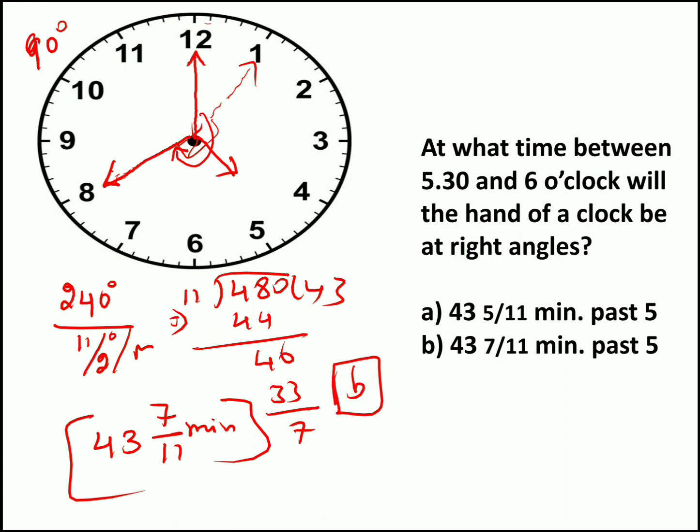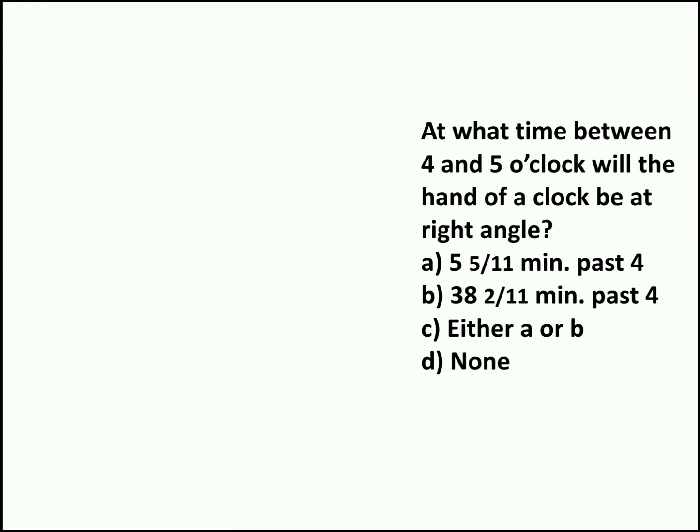Now moving to question number 4. At what time between 4 and 5 o'clock will the hands of a clock be at right angle? So this question is similar to our previous model. Just take a break and try to solve it. If you don't know, then play the video. If the answer is either A or B, then obviously you are right. Else, listen to the answer.